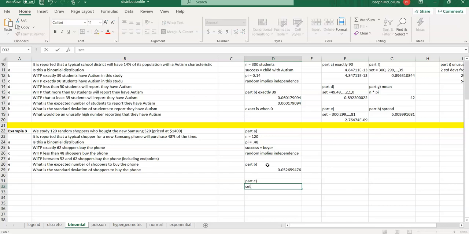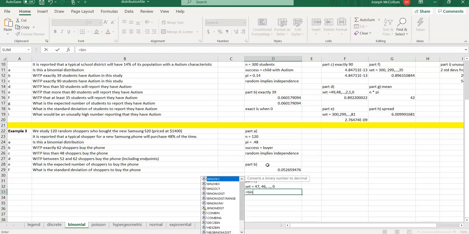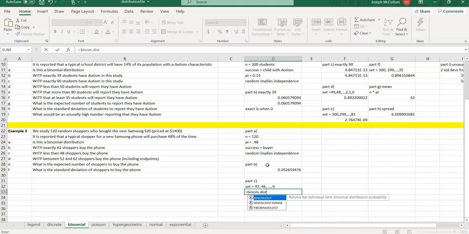So, again, I build my set. I think about this. Less than 48 shoppers. So that's 47, 46, all the way down to 0. Got it. That's awesome for a binom.dist. A binom.dist, equals. If you don't do the equals, it doesn't do anything. Binom.dist is great when you need to count down. Tell me the number you want me to start counting at, the set number, that's why I do the set.